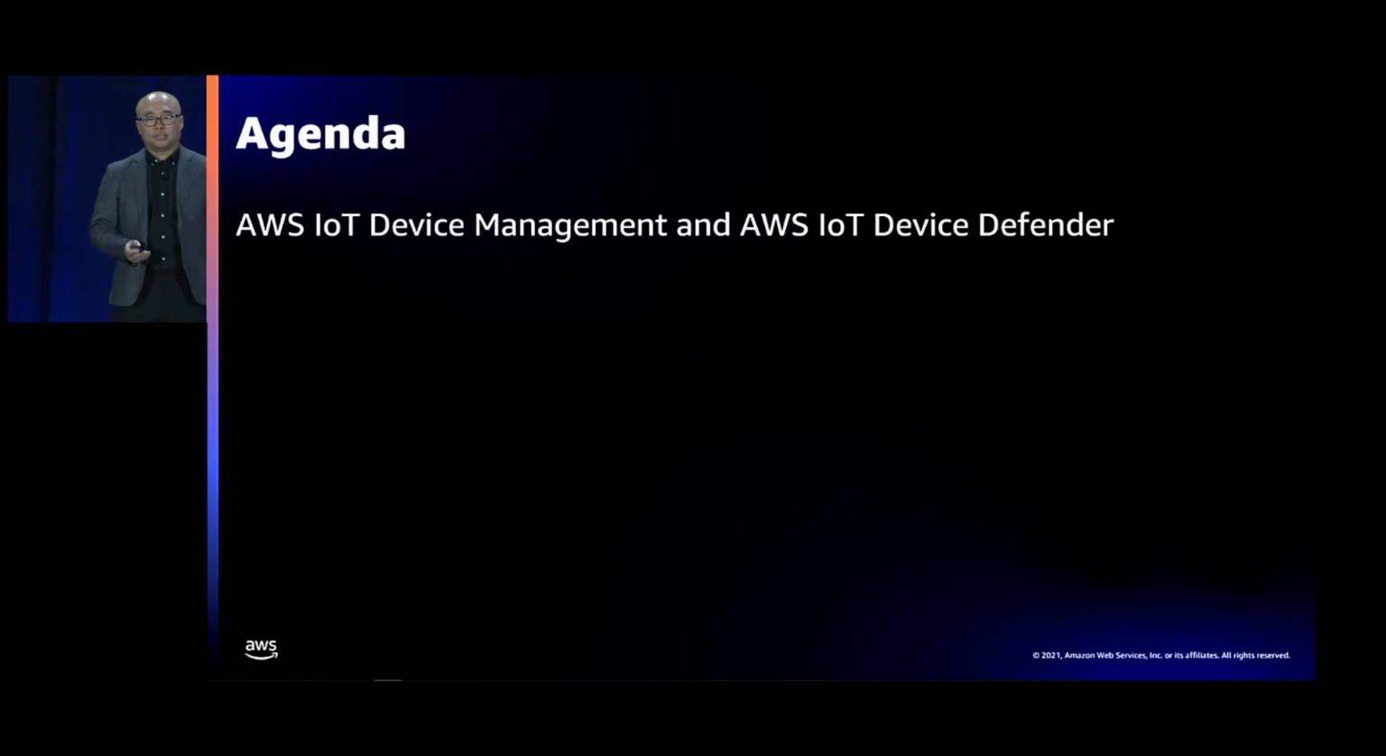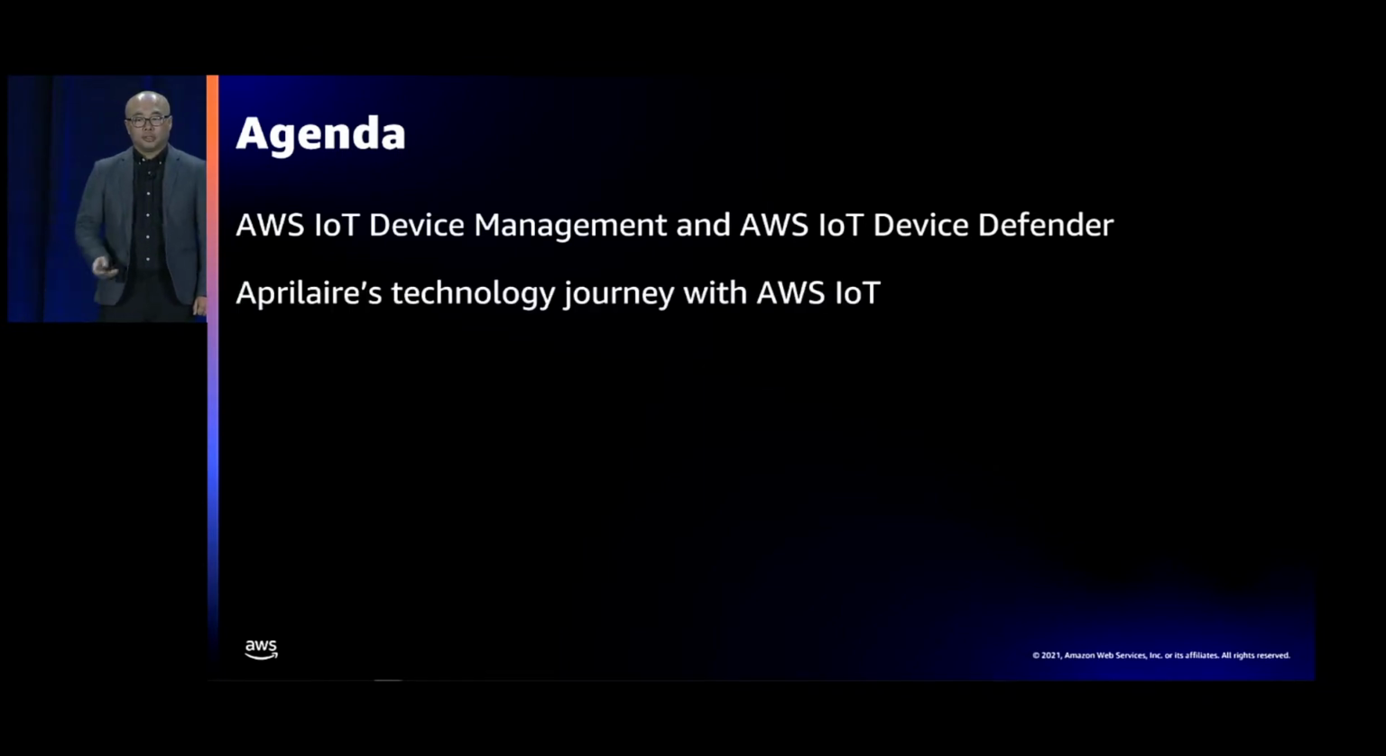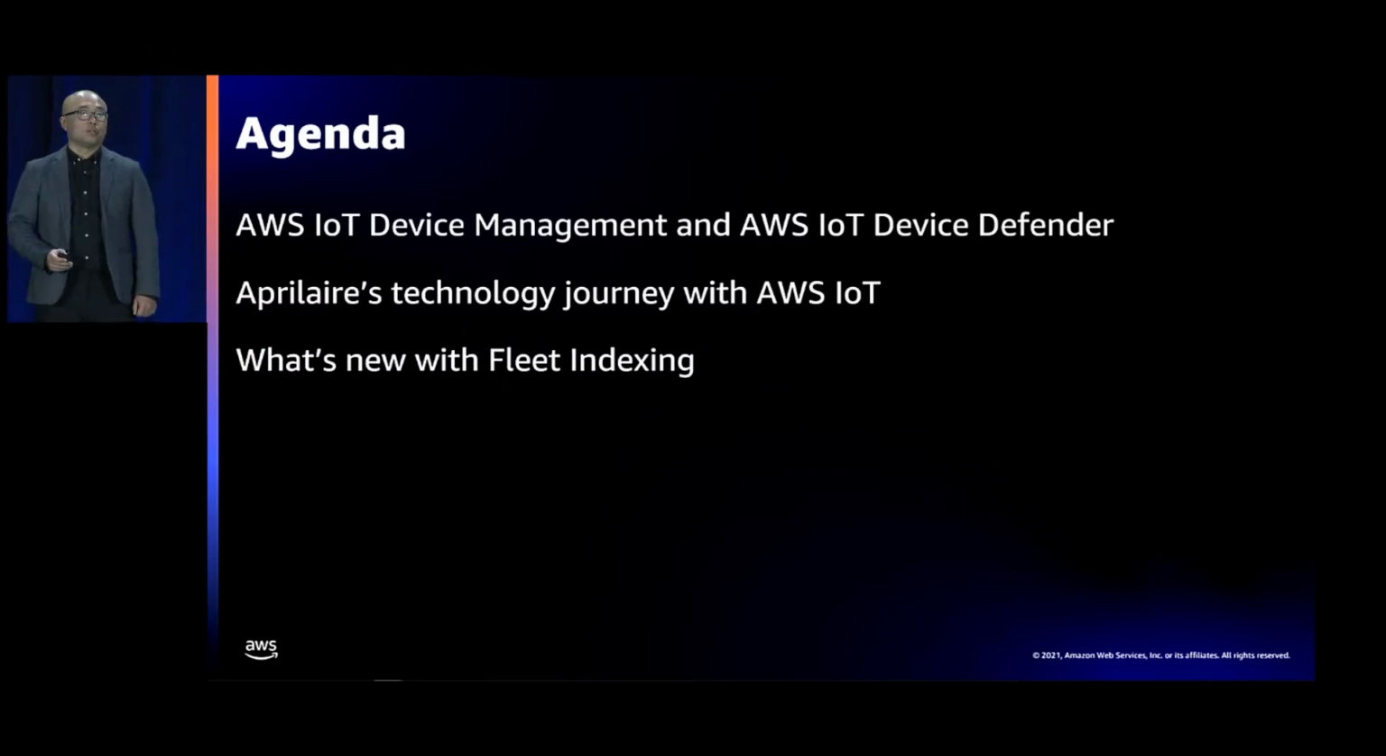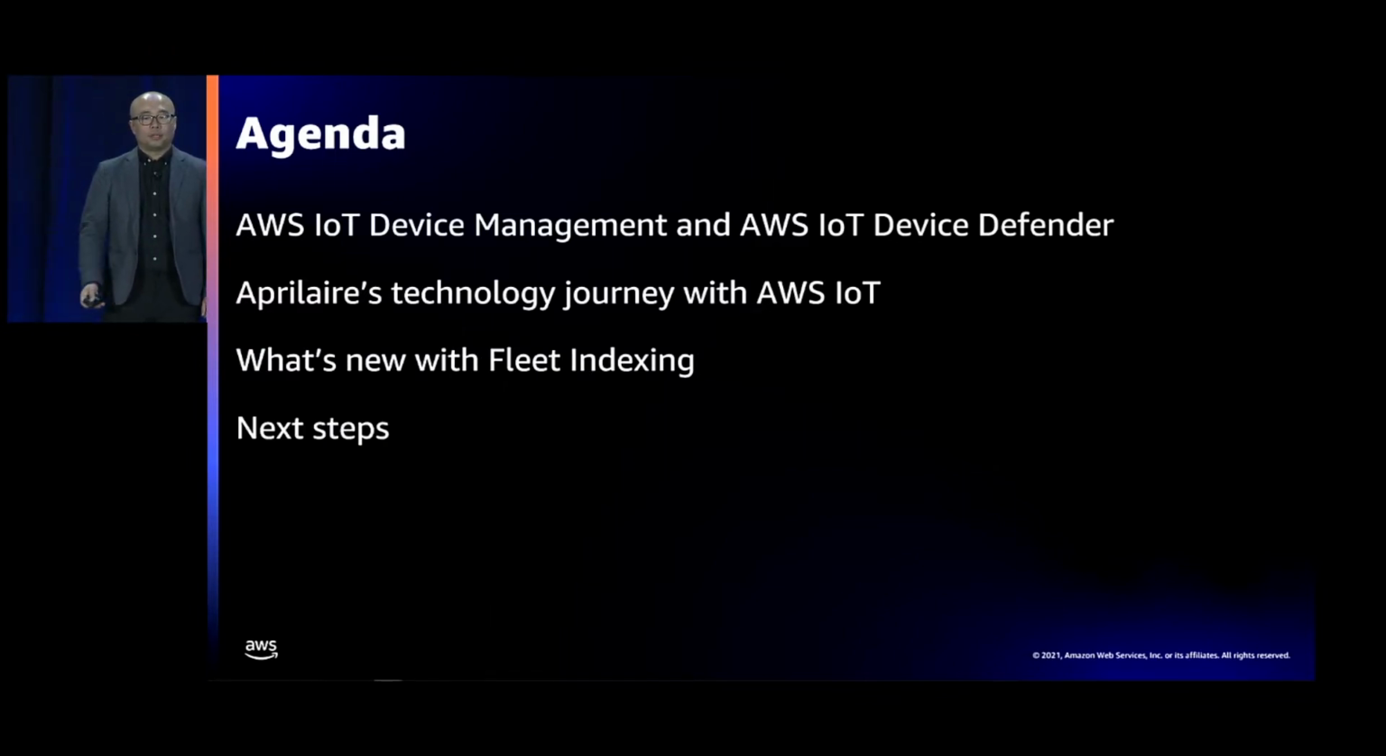Let's go over some of the things we hope that you will learn with us today. First, I will recap AWS IoT Device Management and Device Defender, which are services that enable you to manage and monitor your fleets of devices connected to AWS IoT. And Dave will speak about April Air's technology journey with AWS IoT. Then I will introduce new capabilities of fleet indexing. Finally, we will talk about how you can get started with fleet indexing today.